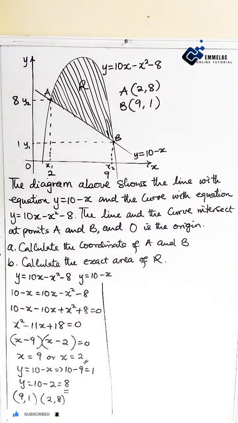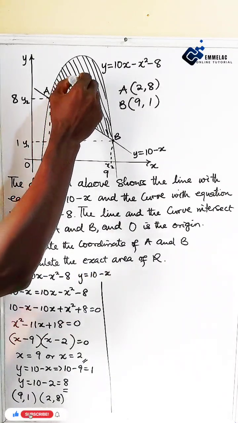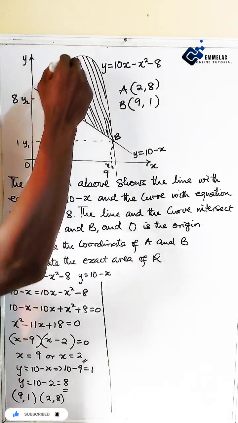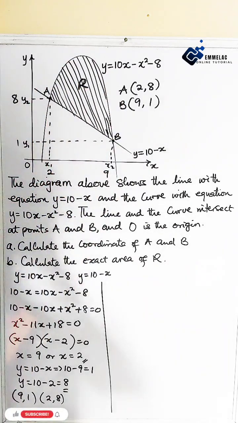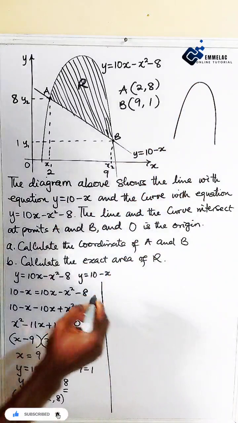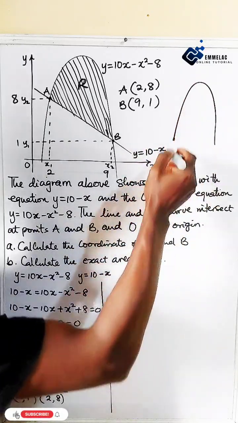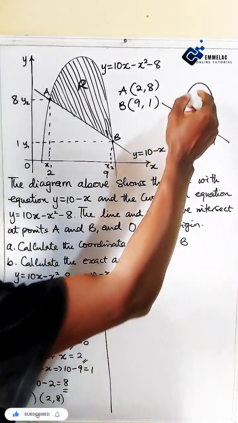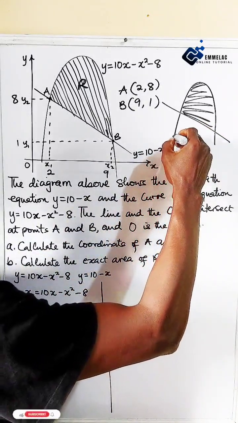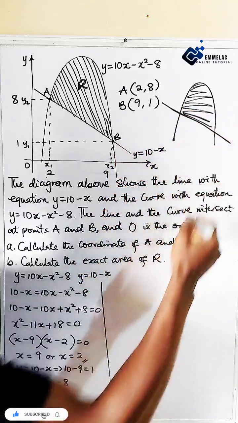Now let's move on to the next one. We need to calculate the exact area of R, and here is R. Let's take note of the curve which starts from here, runs through and down, and the line cuts across the curve. So let us zoom. Here is the curve, and the line cuts. Take note that the total area is all the curve here, and a line cuts across. For us to determine the area of this part being shaded, we have to calculate the area of the curve minus the area which this line has taken off.